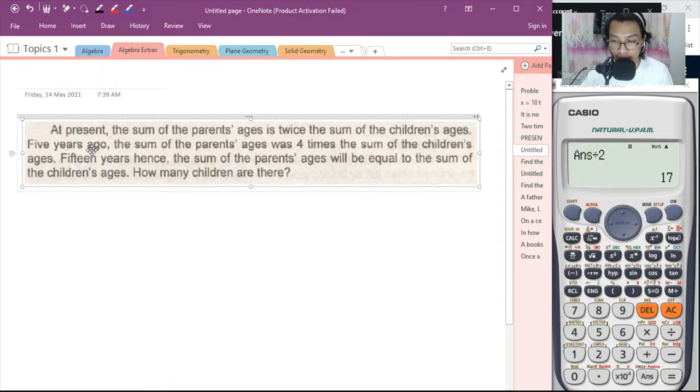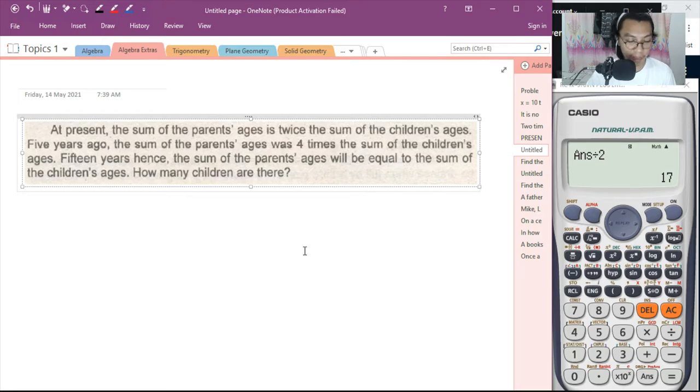How about this? At present, the sum of the parents' age is twice the sum of the children's ages. Okay? 5 years ago, the sum of the parents' ages was 4 times the sum of the children's ages. 15 years hence, ibig sabihin in the future, the sum of the parents' ages will be equal to the sum of the children's ages. How many children are there?